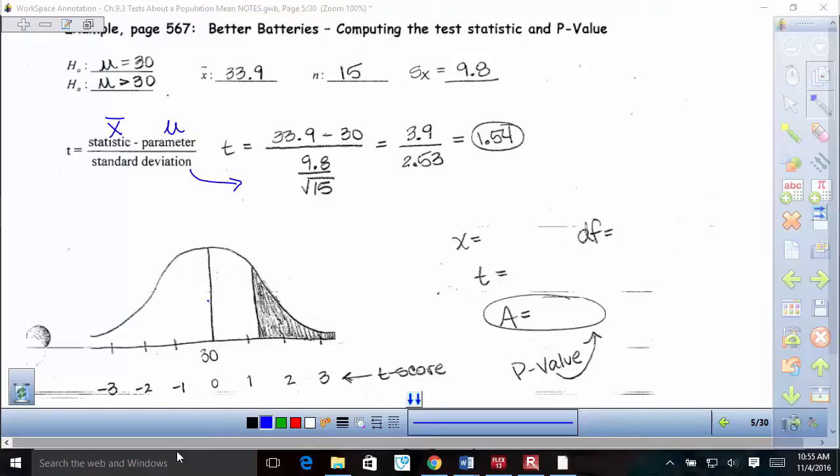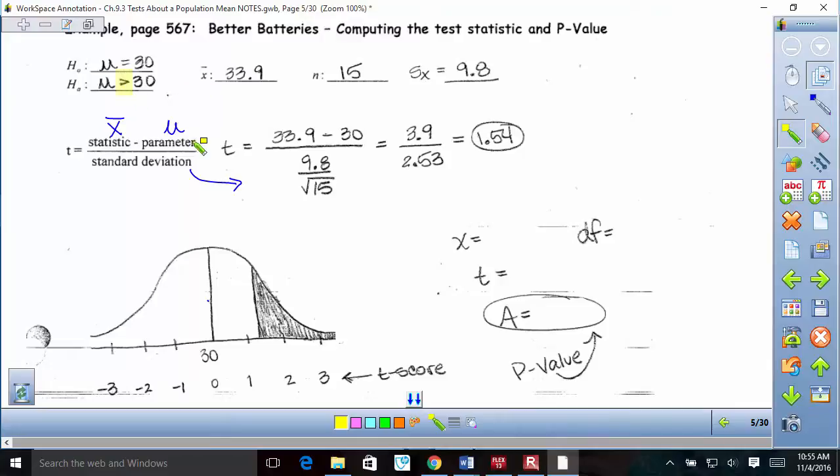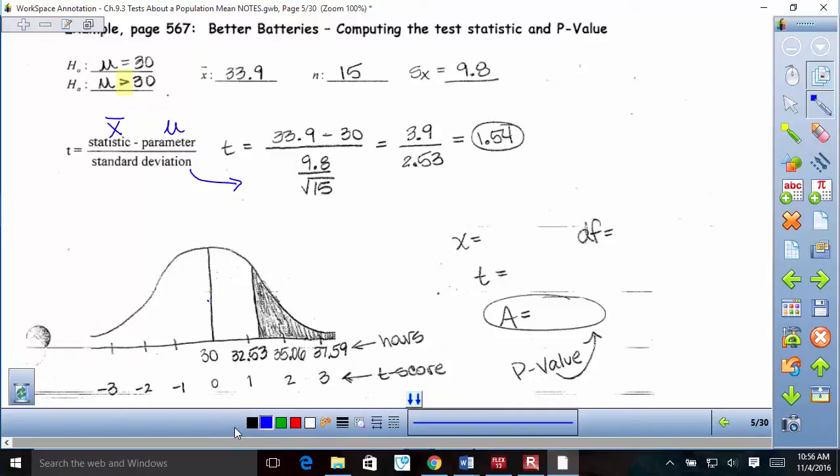Why am I shading to the right? It's a greater than problem. Notice it's really not a whole lot different today, right? It goes up by 2.53 each time. Since this is a right-tailed problem, I don't really care about the left side. I'm only going to worry about this.